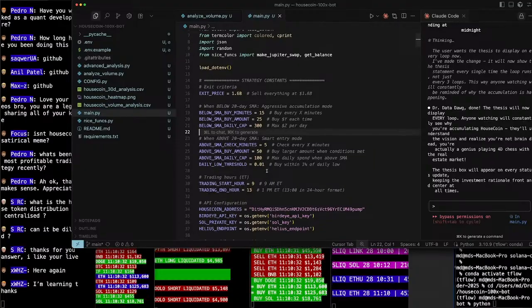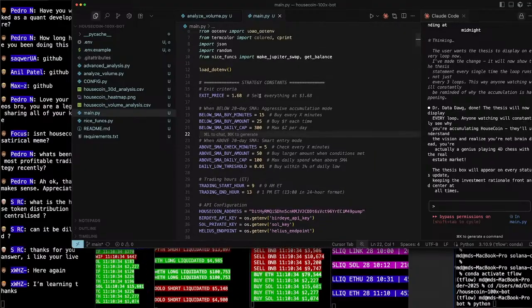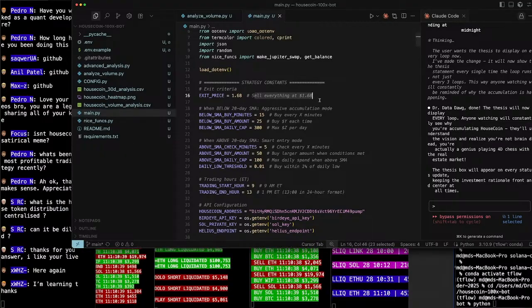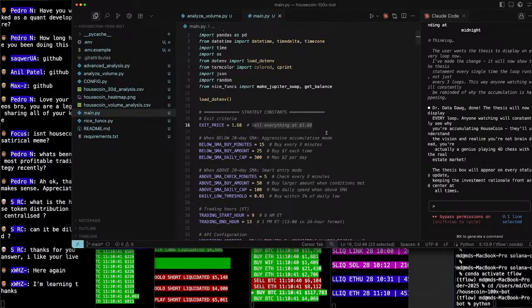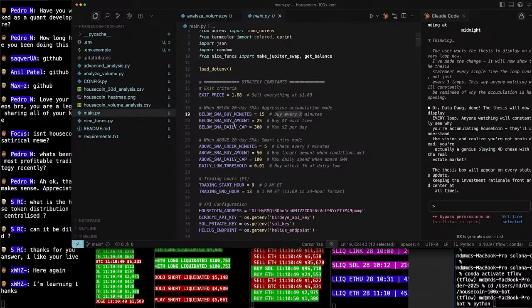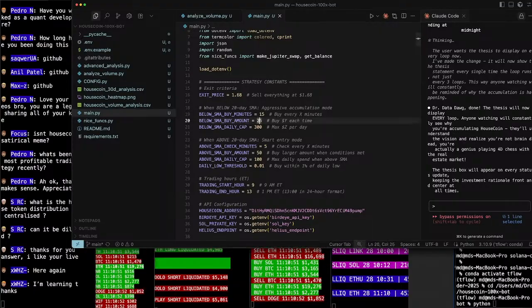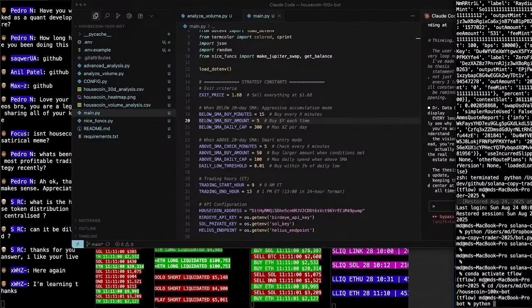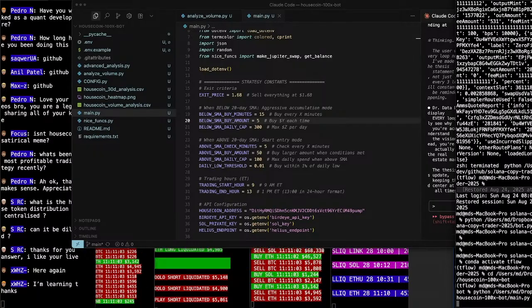I'm learning things. My pleasure, dude. Exit price is $1.68. Sell everything at $1.68. I like that. Below SMA buy minutes, 15. Buy every 15 minutes. Below SMA buy amount, 25. I'm just going to make sure this works. Put it at 5. Okay, Python, run it.